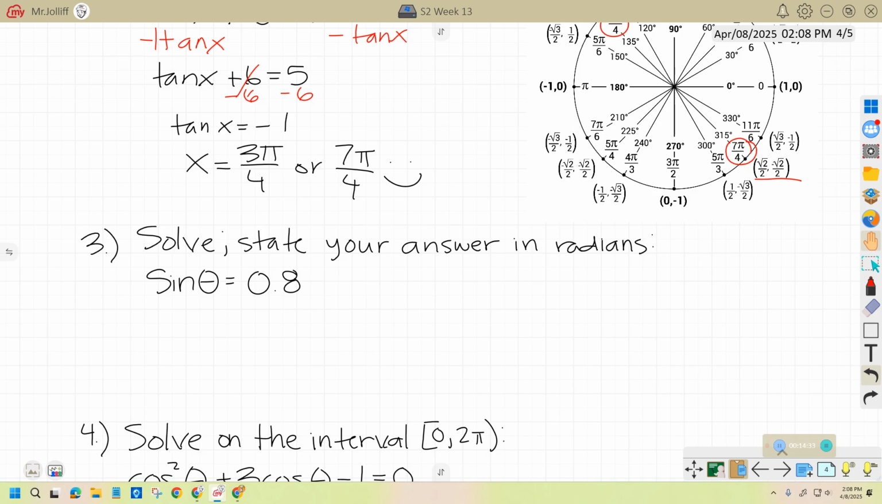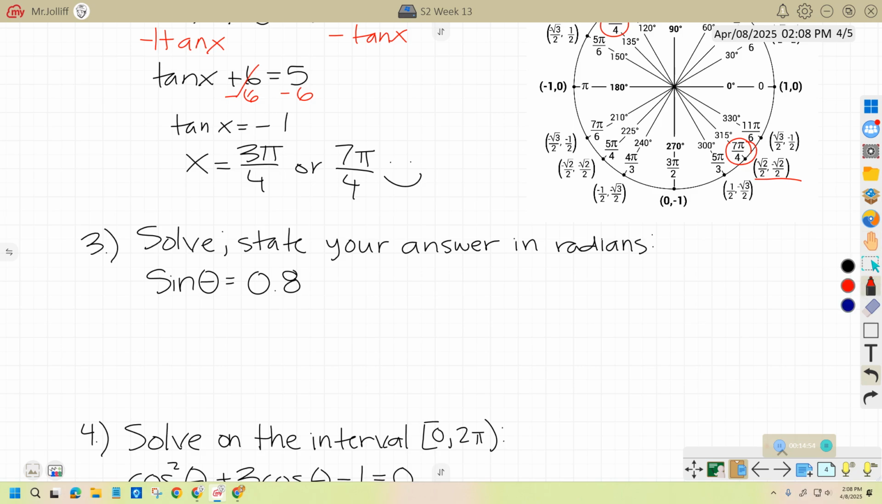The next thing I do is check the unit circle. Is 0.8 anywhere in those ordered pairs for the unit circle? No. I cannot solve this with a unit circle. This is a calculator question. Anytime something over here on the right does not fit on the unit circle, it's calculator time.